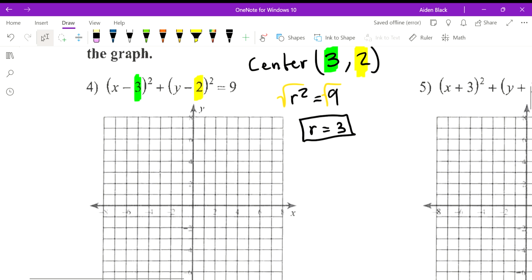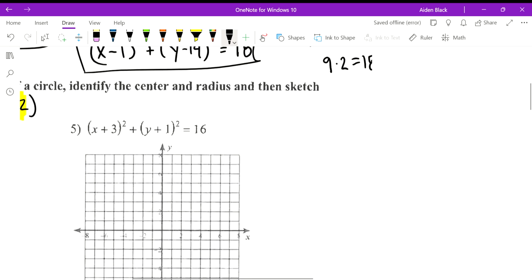Okay, so now let's plot this. We know that the center is at (3, 2). So 1, 2, 3, 1, 2. Here's our center. And if our radius is 3, the easiest way to do this is to, from the center, go to the right 3, go up 3, to the left 3, and down 3. And then you can just try to draw the circle as best as you can. It's kind of hard. If you have a compass, that would be easiest.